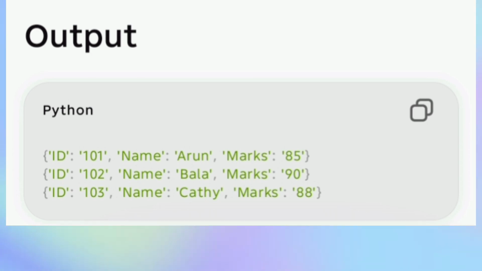ID 101, name Arun, marks 85. ID 102, name Bala, marks 90. ID 103, name Kathy, marks 88.